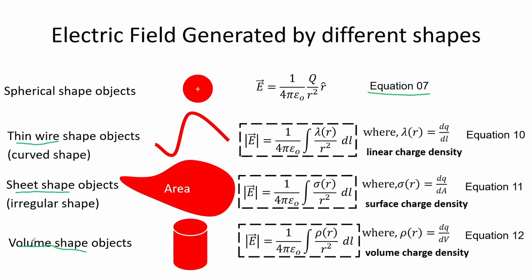For thin wires we use equation 10, where lambda here is the linear charge density of that wire. Similarly, for irregular sheet shape objects we use equation 11, where sigma here is the surface charge density. And lastly, for a volume-shaped object like a cylinder where the charge is all over its surface, we use equation 12, where ρ is the volume charge density.